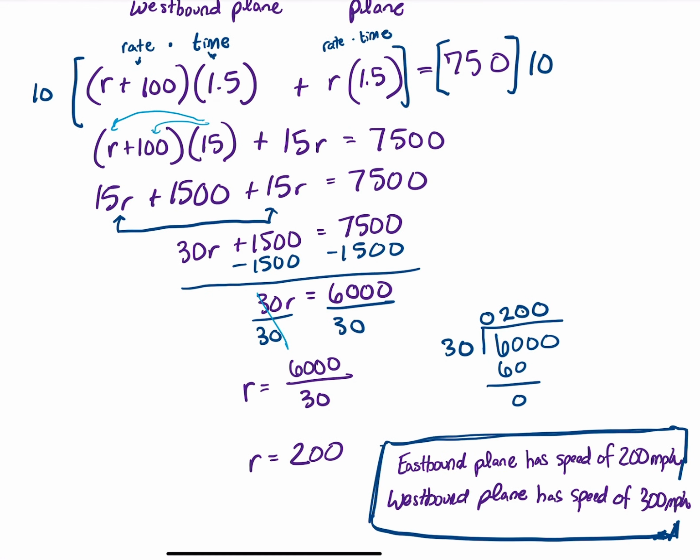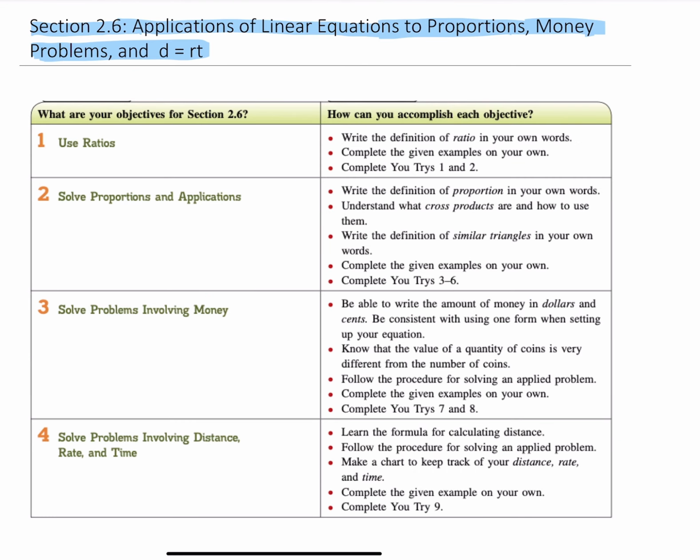All right, I think that finishes up this section. So this was 2.6, still solving equations, but this time we are using ratios and proportions. We had those money problems that were kind of about unit conversion, and then we finished off by solving that problem involving distance, rate, and time. So that'll be it for this video, and I'll see you next time.